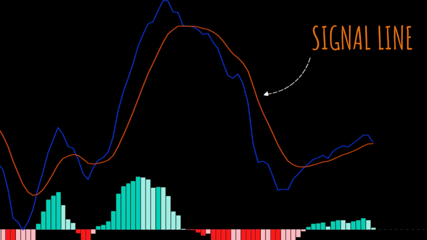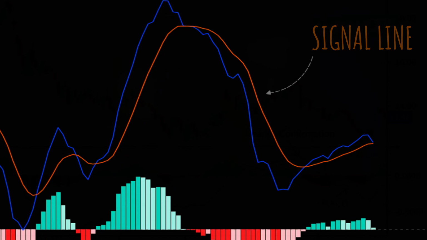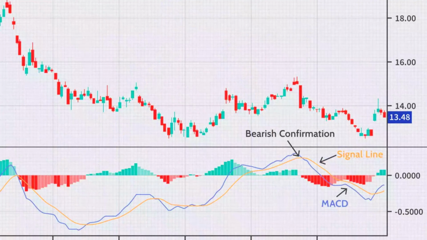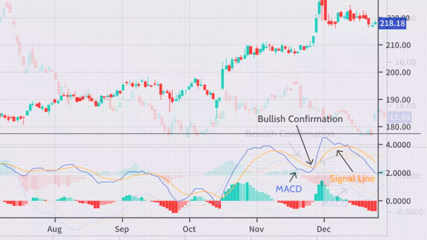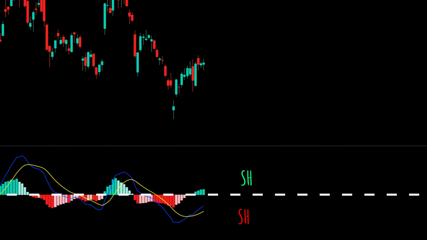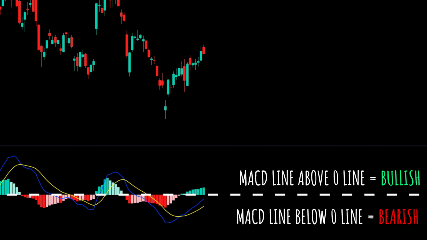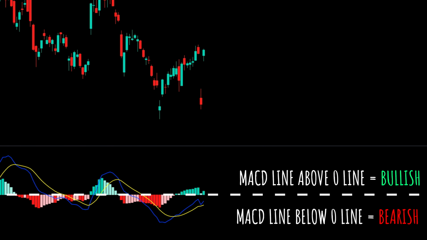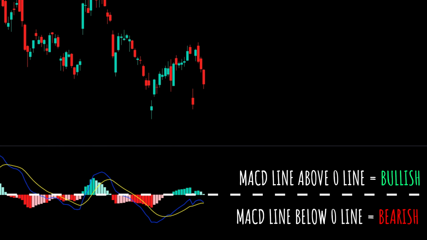So remember, the signal line is just a lazier version of the MACD line. And so a cross between the signal line and the MACD line indicates there is a potential change in momentum. So just go long whenever the MACD line crosses above the signal line and sell whenever the opposite occurs, right? Wrong. As previously stated, the momentum of a stock is also determined by where the MACD line and signal line are in relation to the faded afterthought zero line.